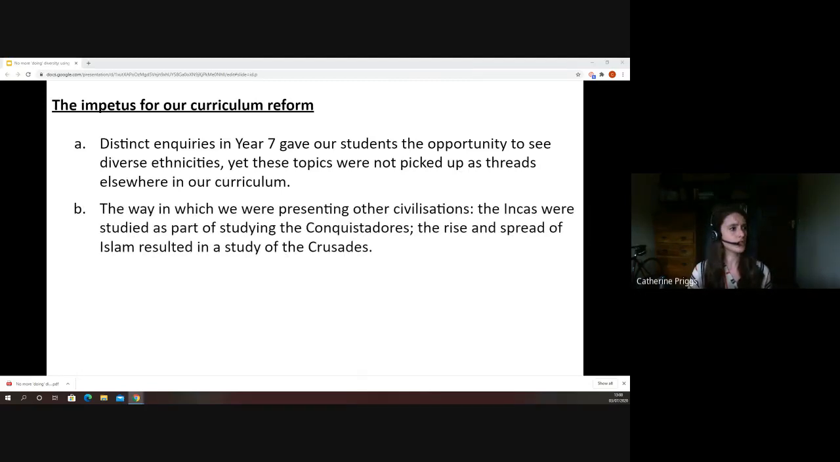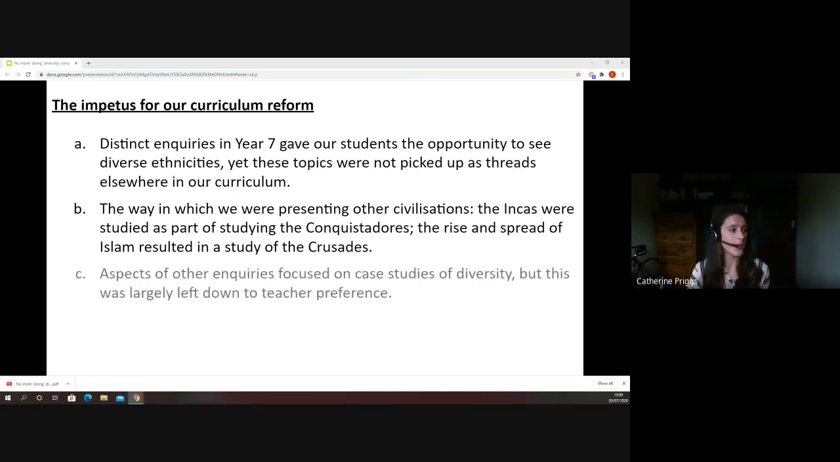Secondly, students' study of the Incas in Year 7 presumed their status as victims with the particular inquiry that we got them to engage with. And Islam was part of a causal explanation for religious conflict. It was looked at as part of the Crusades, and the Incas and Islam weren't then really addressed elsewhere. So we were thinking, actually, this is building a very negative perception that students may have of different cultures.